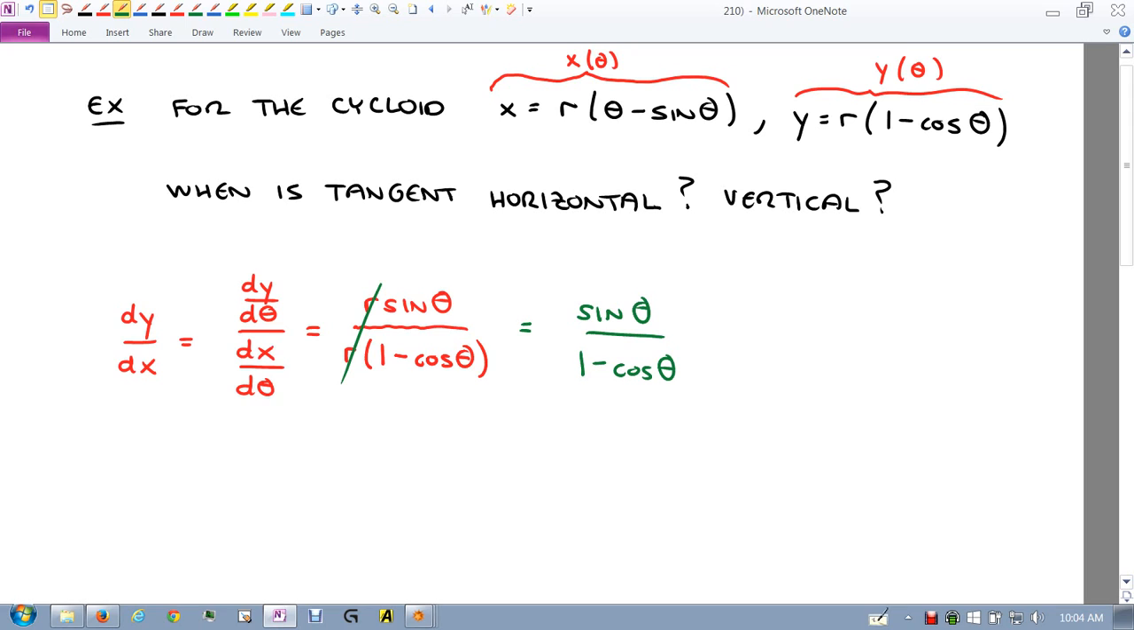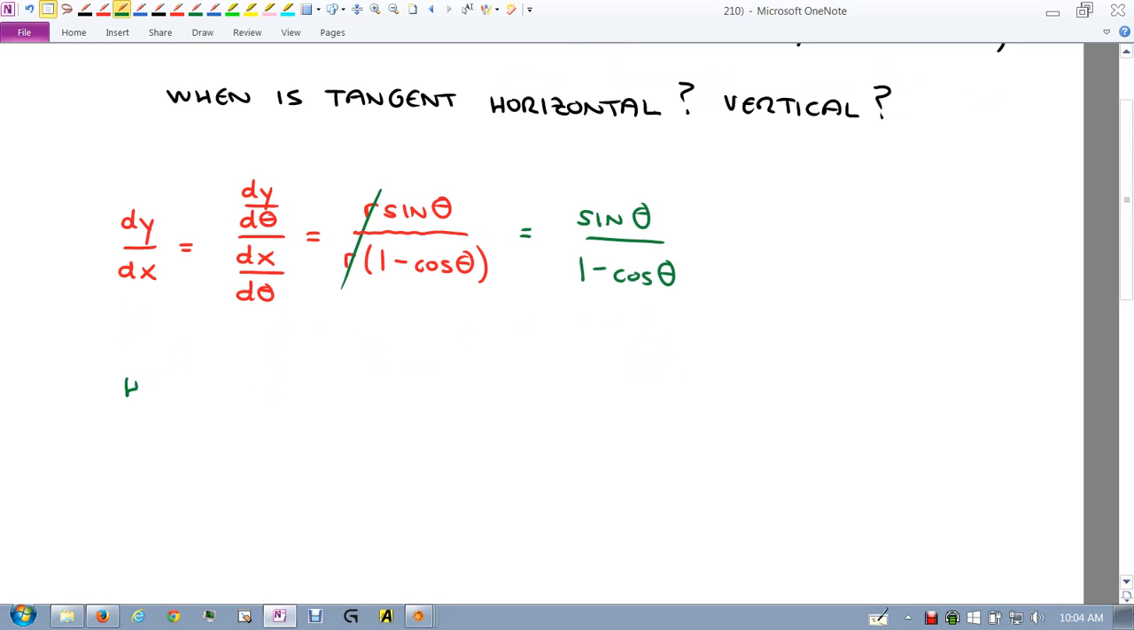There's your derivative. Now, answering when it's horizontal. What does that really mean? The slope must be 0, which means that our derivative has to be 0, but the only way that fraction can be 0 is if the top is 0, right? So this is going to happen when sine theta equals 0, and we already showed that that happened when theta is k pi.